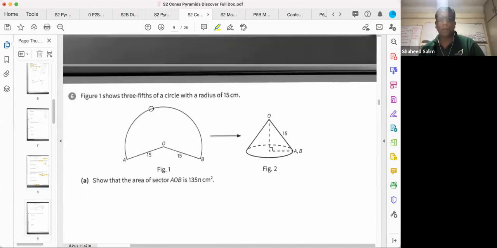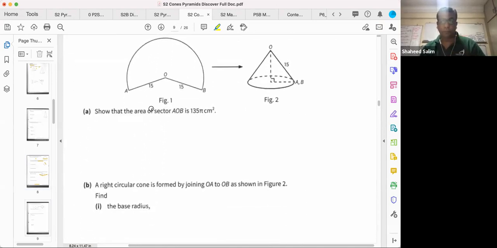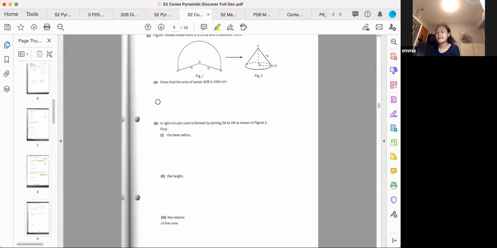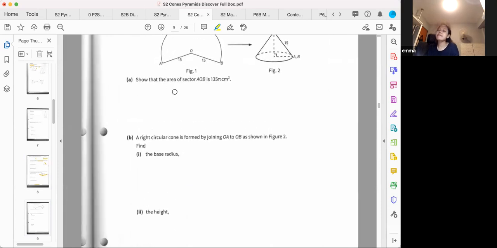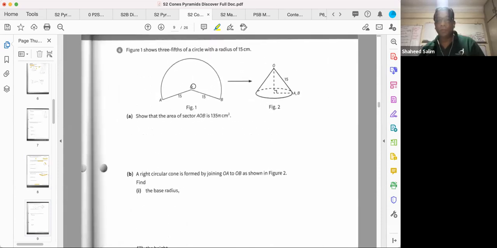Do one last one. Can we do this one? You know what this is, right? This is that paper. You're going to make kacang putih paper. You're going to make a cone. But it's no longer that now. They call it area of sector. What is sector? This is sector. Later you learn, I think in Sec 3, a minor sector, major sector.